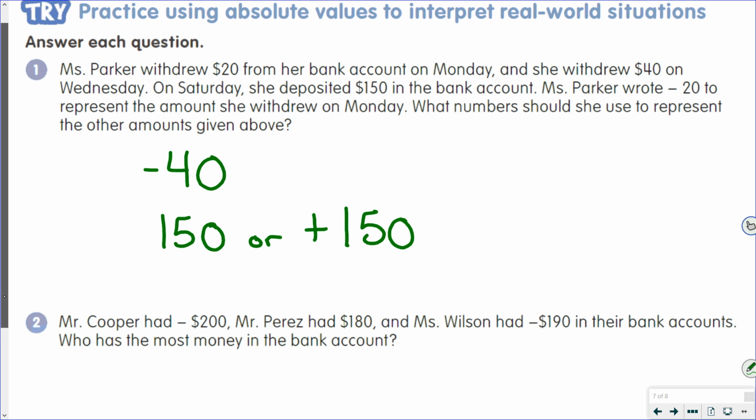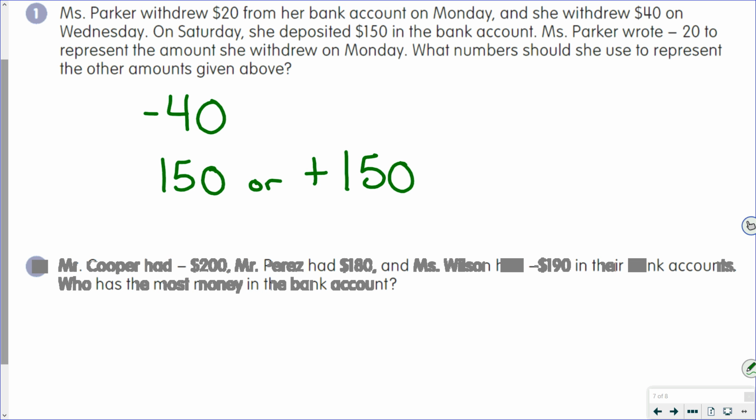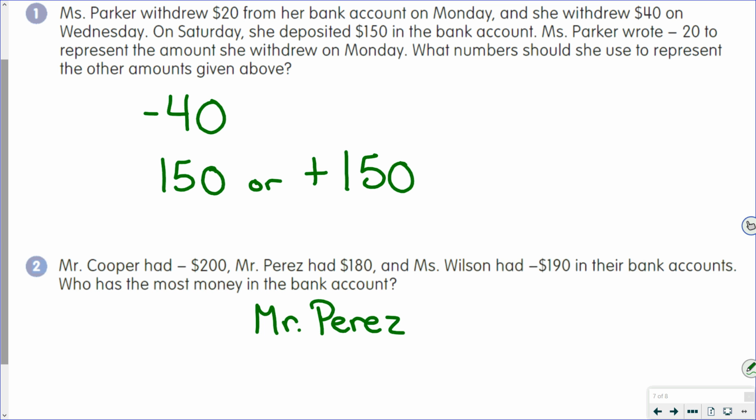In our second situation here, Mr. Cooper had -$200. Mr. Perez had $180. Ms. Wilson had -$190 in their bank accounts. Who has the most money in the bank account? Well, the question is asking for a person, and we're looking for the most money. So that is Mr. Perez, because he is the only one that has a positive amount in his account.